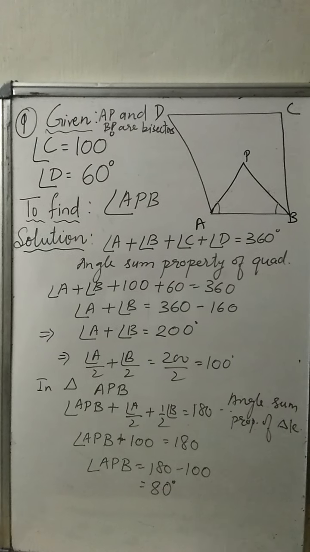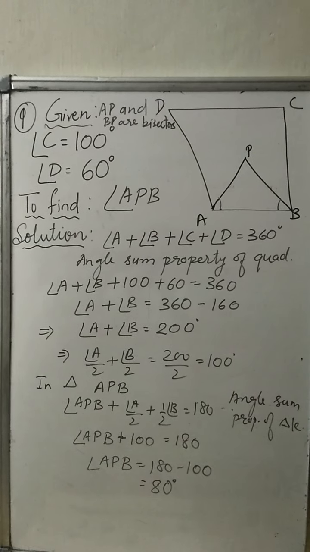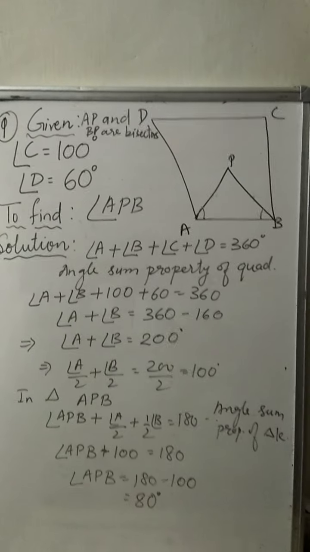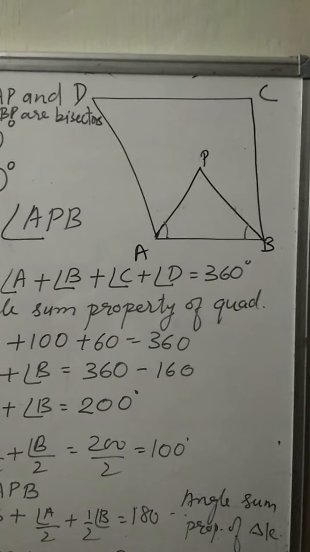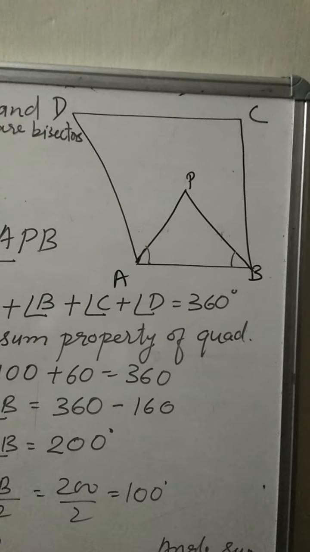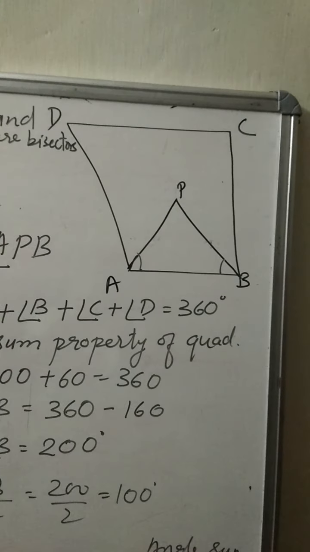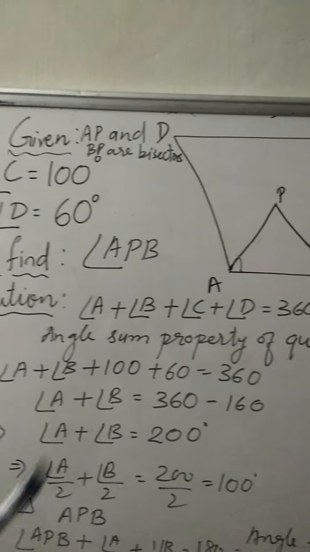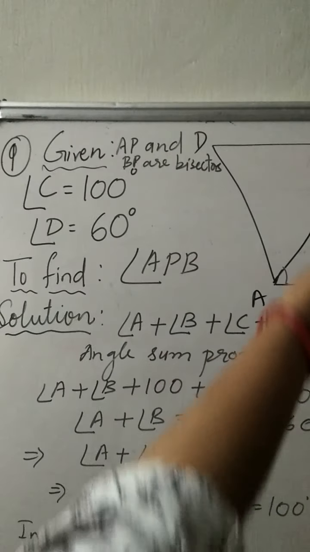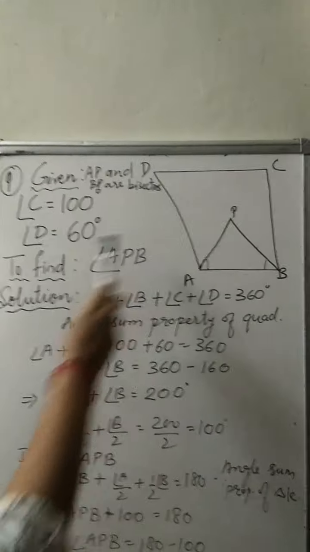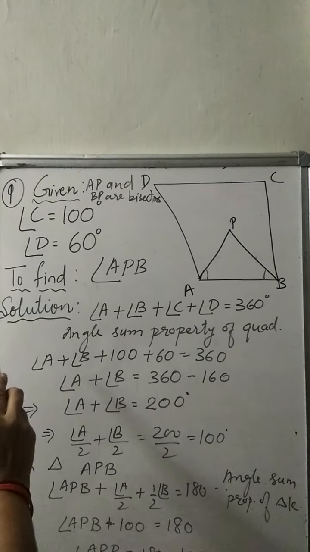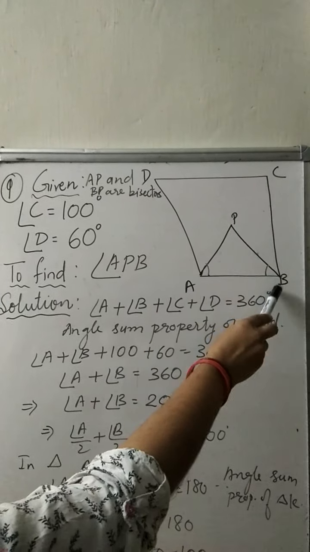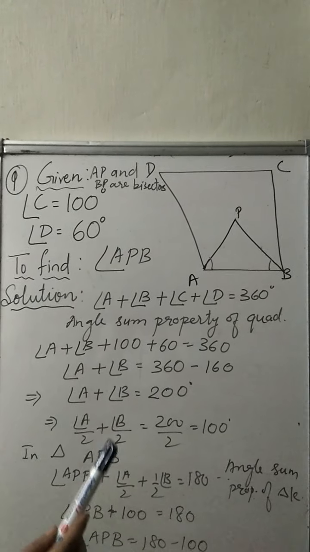The question was, in the given figure, the bisectors of angle A and angle B meet at point P. If angle C is 100 degrees and angle D is 60 degrees, find the measure of angle APB. Here is the figure. ABCD is a quadrilateral where angle C is 100 degrees and angle D is 60 degrees. AP and BP are bisectors.